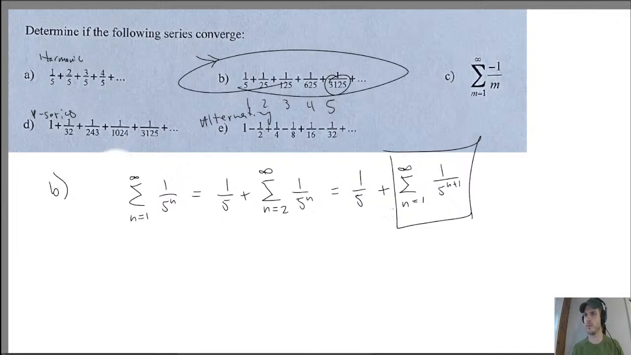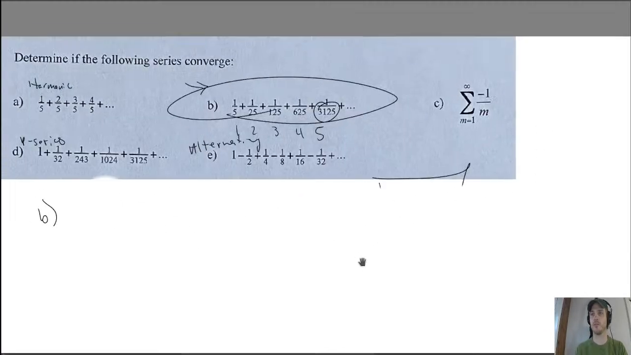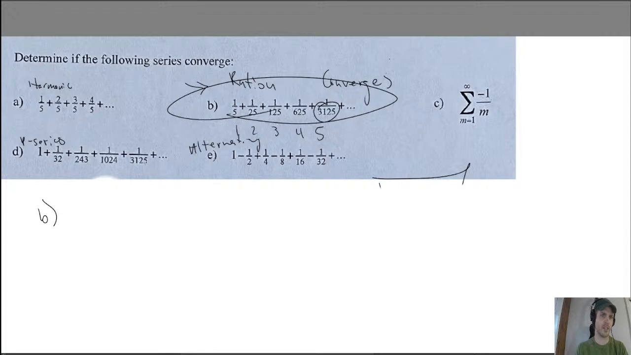Oh. I think we can just use ratio for this. Am I being dumb? Oh, I'm being so dumb. B is ratio. Okay, I think I know how to do it all. I'm pretty sure this is ratio. Why did that not work? This is 1 over 5 to the n, which means we need 1 over 5 to the n plus 1 over 5 to the n, which means it's 1/5, which is less than 1, yeah, this converges. Okay, I think I got them all.